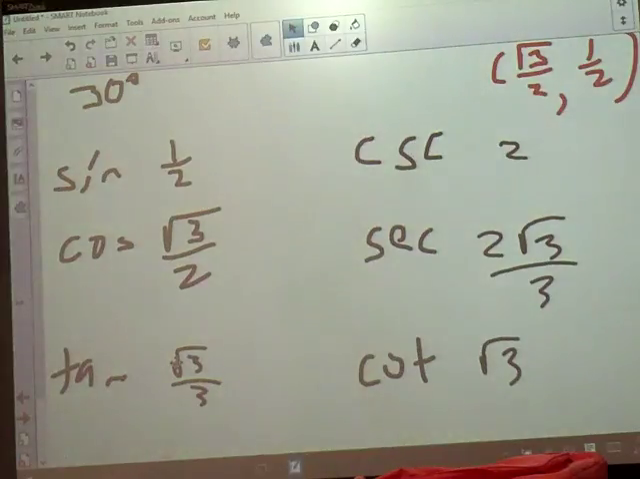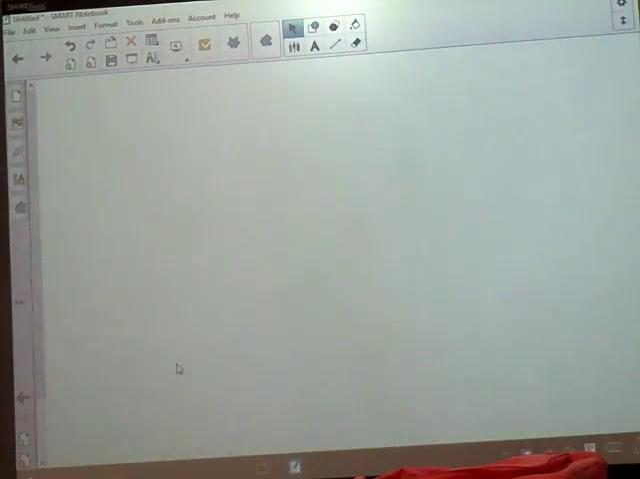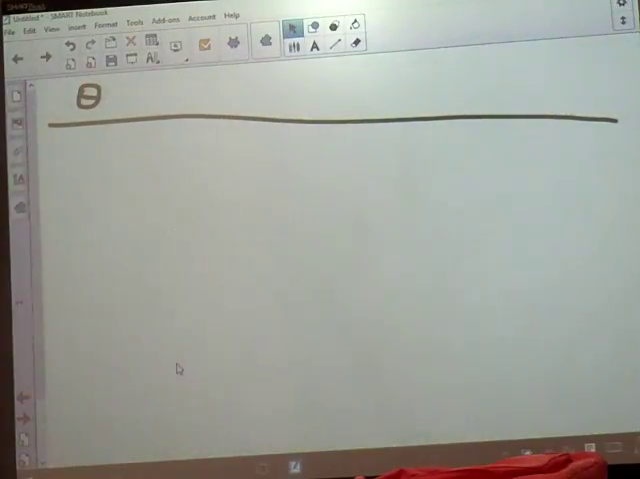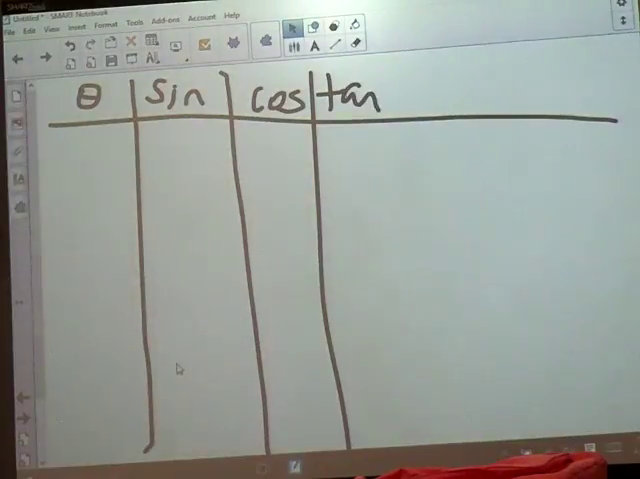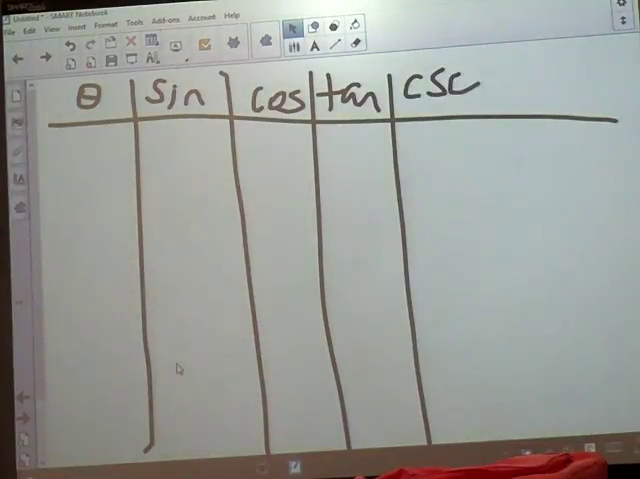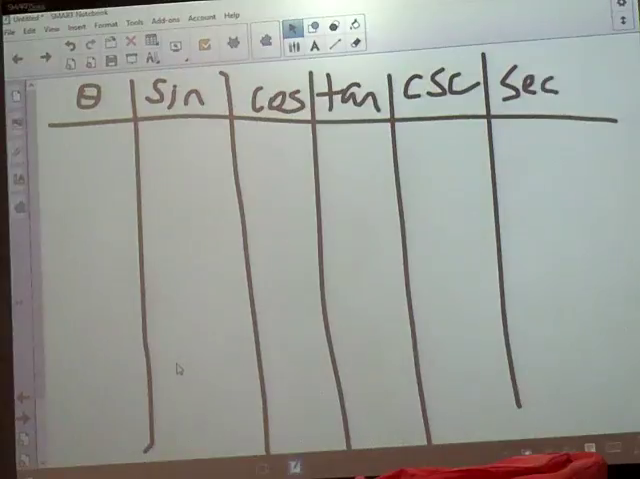But all right, we're going to make a chart similar to what we did with 30 degrees. We're going to look at 30, 45, 60, because like Chase already said, we don't use the 90. So we're going to label what the sine, the cosine, the tangent, the cosecant, the secant, and the cotangent are.